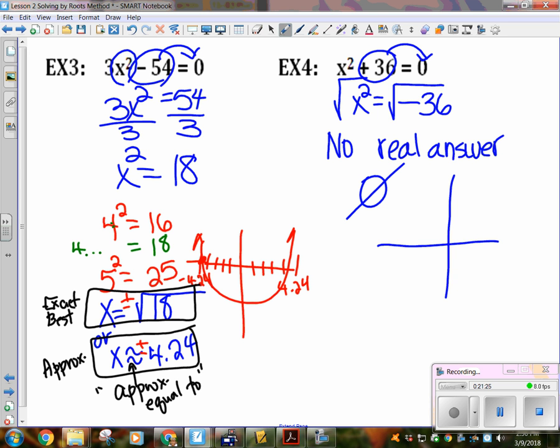What does that mean? I want you to draw this picture. Can you draw this picture for me? What does it look like if the graph has 0 solutions? It comes down, goes back up, and it's not touching anything. This one does not touch the x-axis.